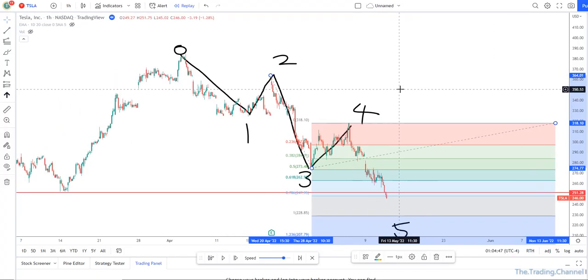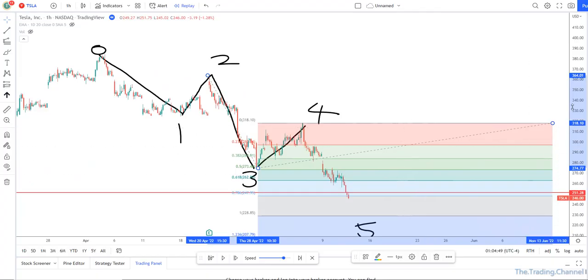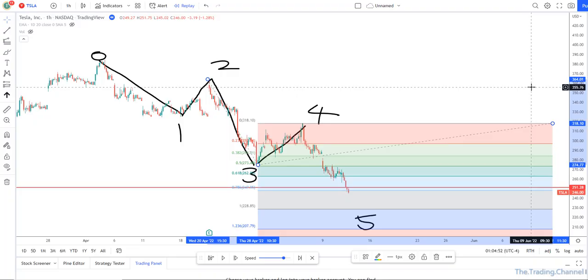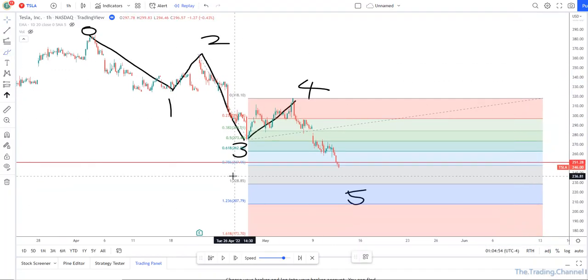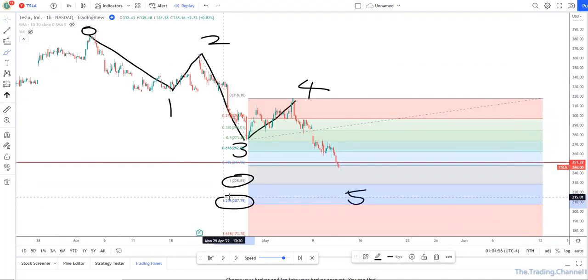Right, these are my levels and it is already out. So I can see that my next support is actually the 1.0, which is 228, followed by 208, about there. Right, we are in a downtrend.